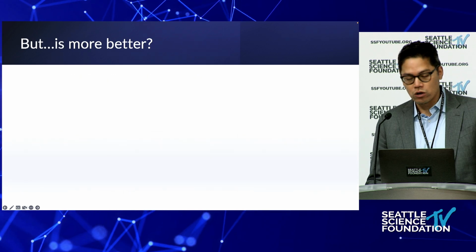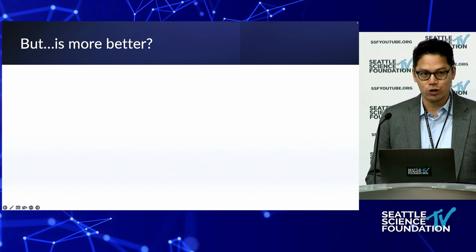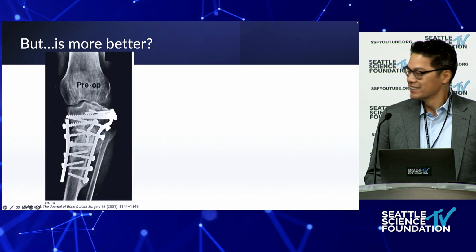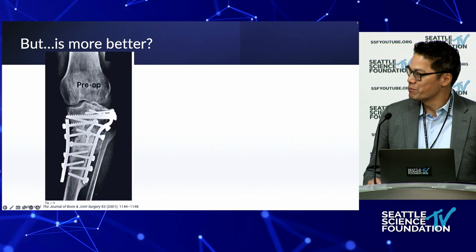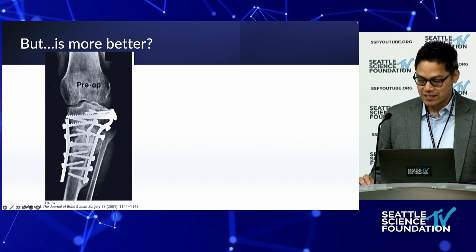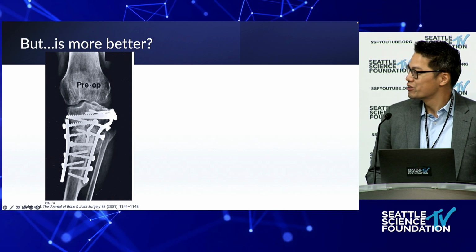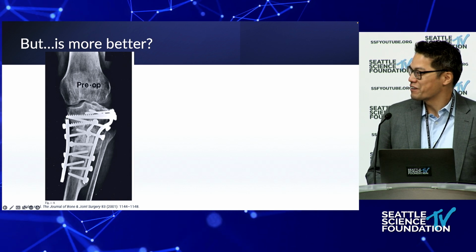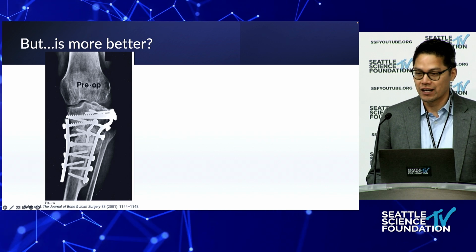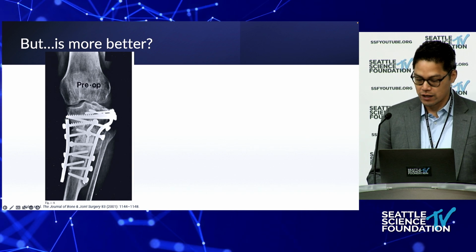So is more necessarily better? Should we just be using 6.35 cobalt chrome quad rods in all of our constructs? Would that solve all our problems? Well, just to bring back some of the other orthopedic literature, we know that more is not necessarily better. This is a tibial plateau fixation. This is what's called a dead bone sandwich. There's just too much fixation here, too much metal. It's too stiff, and it's not an optimal biomechanical, biological, or mechanical environment for healing to occur.